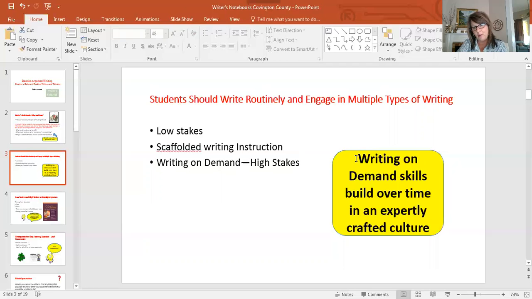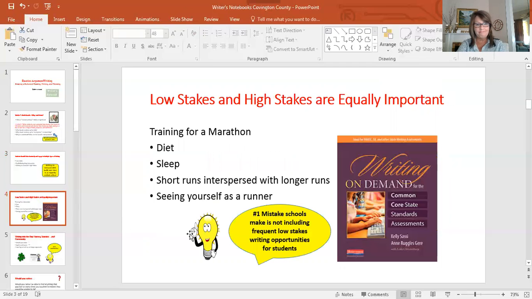So our big takeaway here is that writing on demand skills build over time in an expertly crafted culture. And as the teacher, it's your task to expertly craft a culture of reading, writing, thinking in a routine fashion. And what you really need to understand is that low stakes and high stakes writing are equally as important.